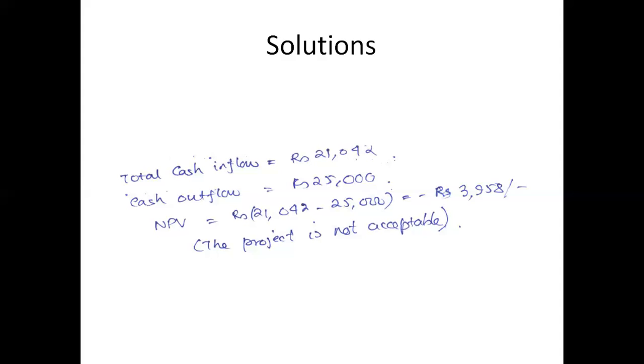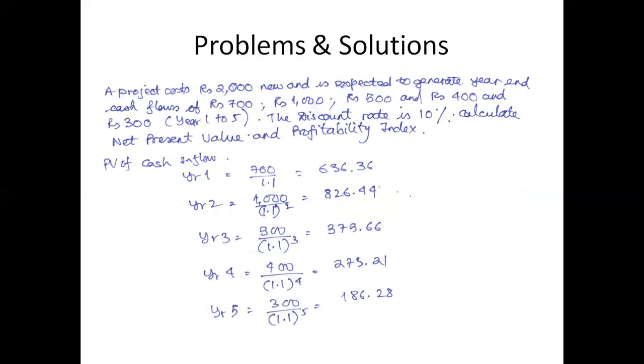But if the profitability index is less than 1, that means the net project cash outflows far exceed the net project cash inflows, and then we reject the project. Now, this problem statement goes like this. A project costs rupees 2000 now and is expected to generate year-end cash flows of rupees 700 for year 1, rupees 1000 for year 2, rupees 500 for year 3, rupees 400 and rupees 300 for year 4 and 5.